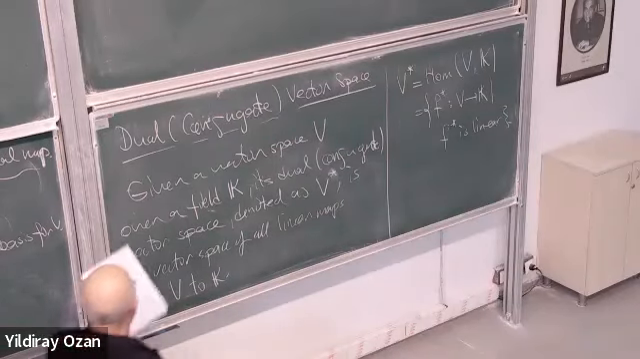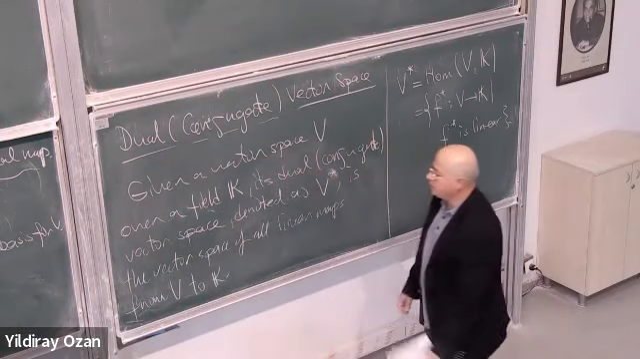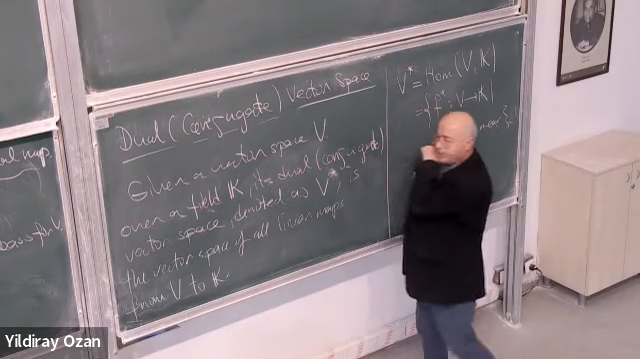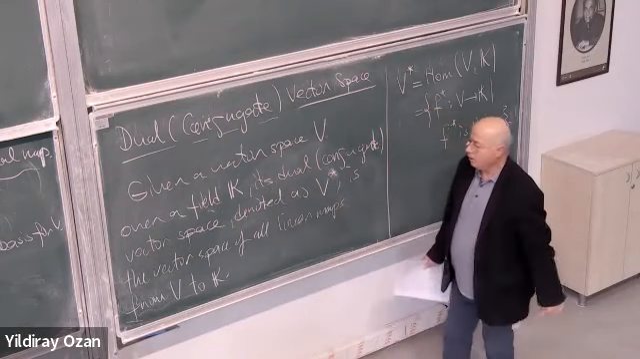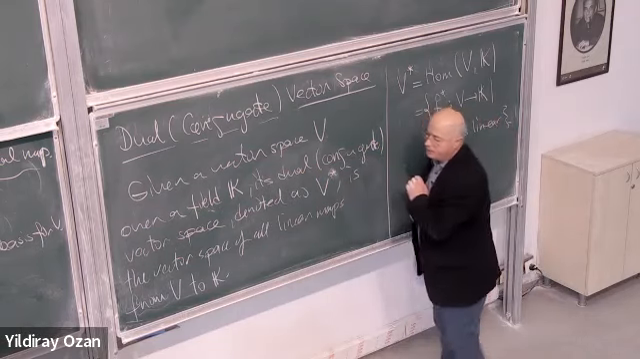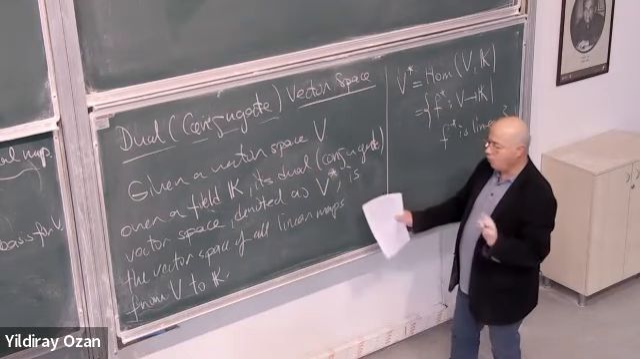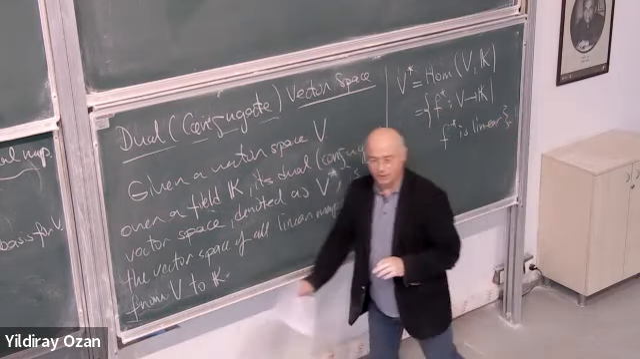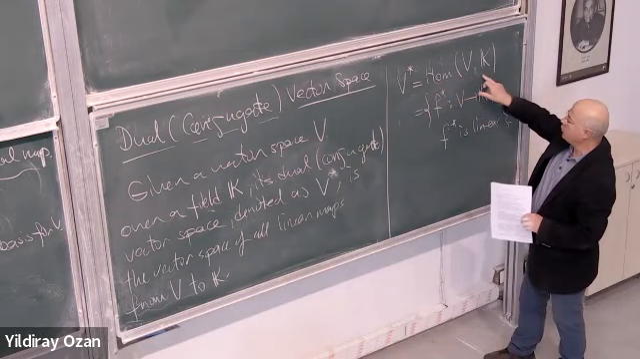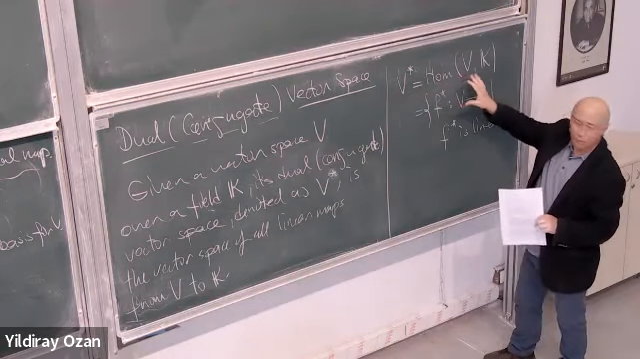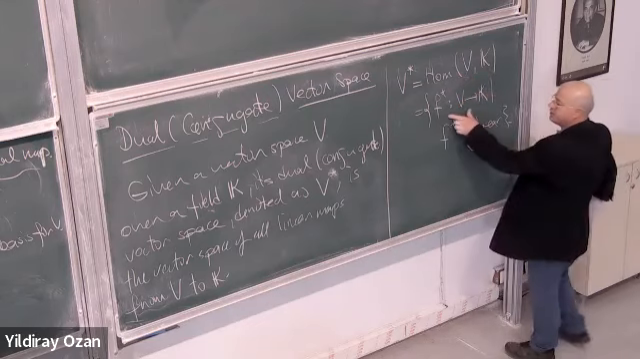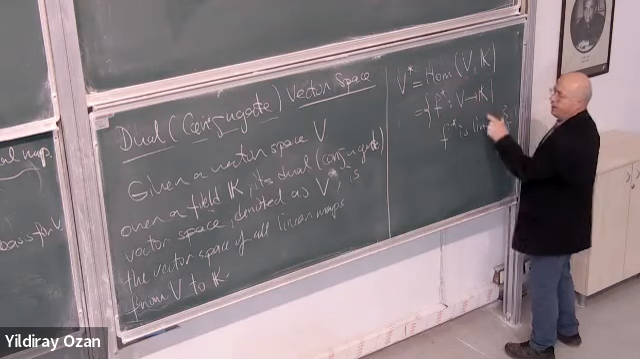Okay, so dual vector space. We will see what this is. Given a vector space V over a field K, its dual or conjugate vector space, which we will denote by V star, is the vector space of all linear maps from V to K. So V star, which we also denote using this notation, is the set of homomorphisms, or linear maps, from V to K.